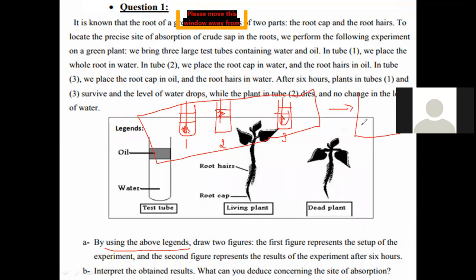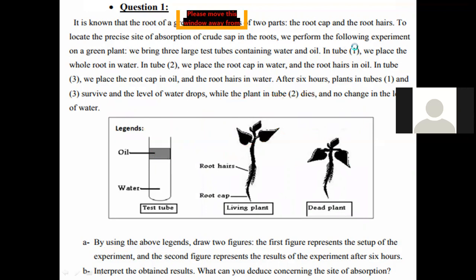What does this indicate? This indicates that in tubes 1 and 3 the plants absorbed water, and in plant 2 the plant didn't absorb water. What can you deduce about the site of the absorption? What is the site of absorption of water? Which site? The root cap or the root hairs? The root hairs. Root hairs are the structure responsible for the absorption of water.